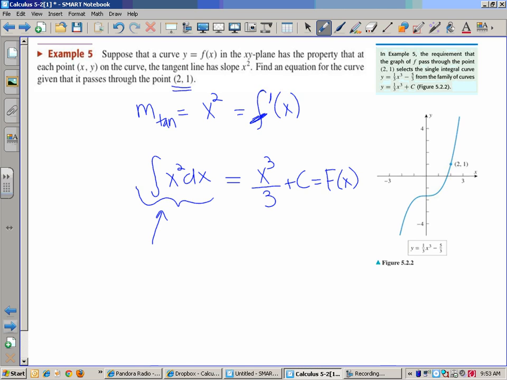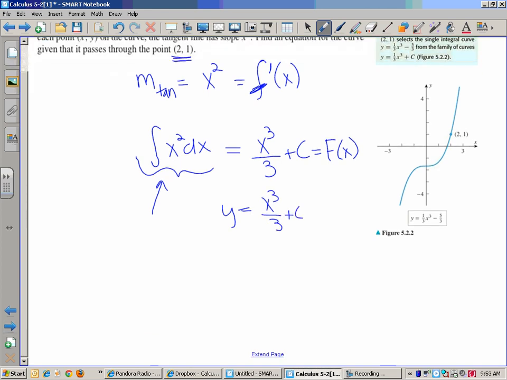So we need to plug in those 2 points, because what I'm really saying, and that should work for all points. And since I have this point 2, 1, it should work. So 1 equals 2 cubed over 3 plus c. And then 1 equals 8/3 plus c. So that means c must equal negative 5/3. 3/3 minus 8/3 is negative 5/3.